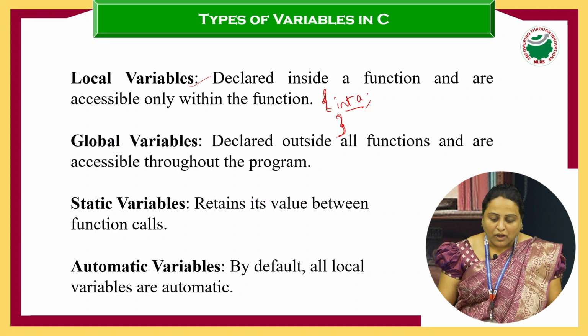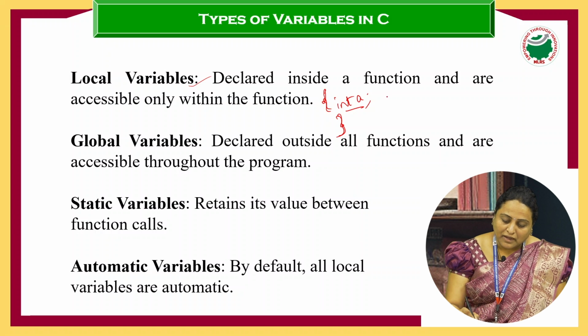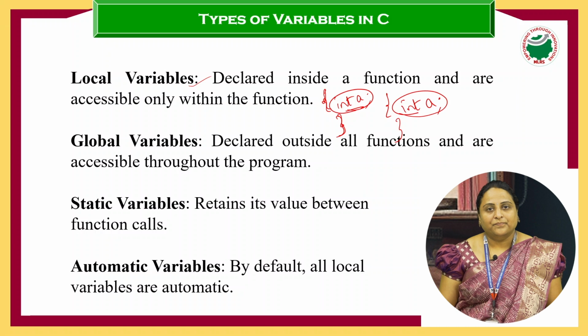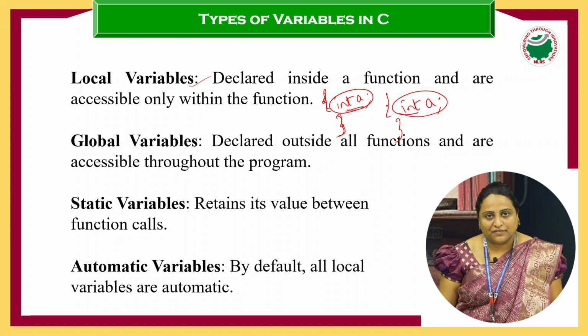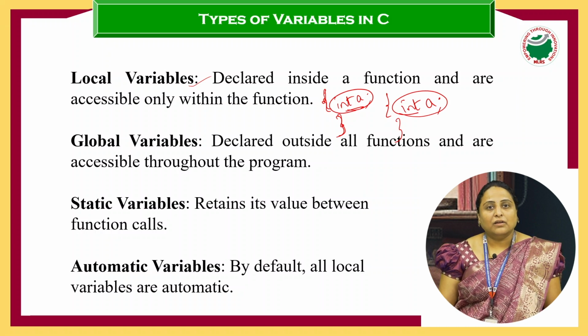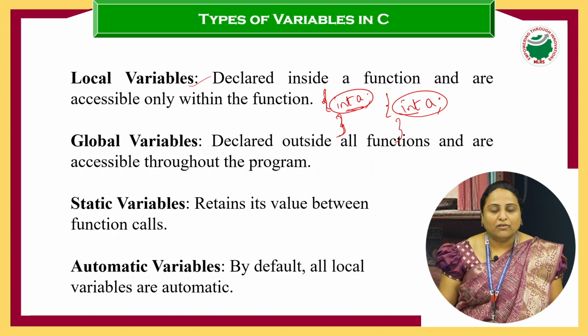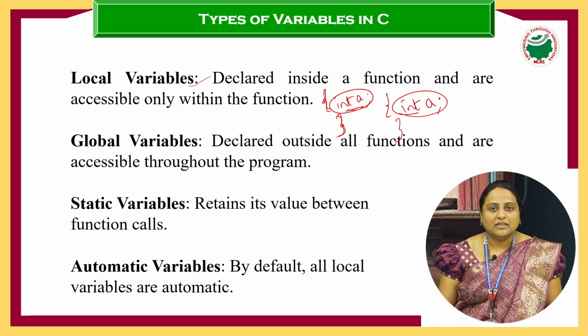So outside the block, suppose I am having one more block and I declare one more variable with the same name, int a, then this int a would be different from the other int a because their scope is different. The place where they are declared is different. So this is called a local variable, which means that a variable declared inside a block or a function can be accessed in that block or in that function only. You can't access them outside because their scope is not visible outside the block.